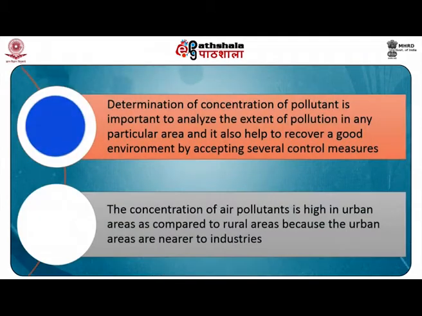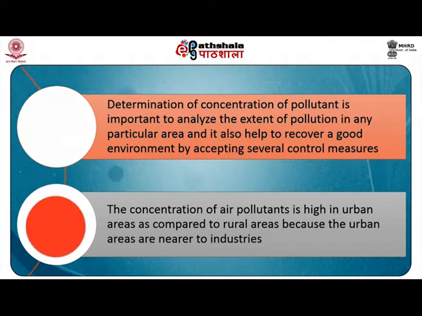The pollutants which result in air pollution are predominantly released from industries. The determination of concentration of these pollutants is important to analyze the extent of pollution in any particular area, and it helps to recover a good environment by adopting several control measures. The concentration of air pollutants is high in urban areas as compared to the rural areas because the urban areas are located near the industries.